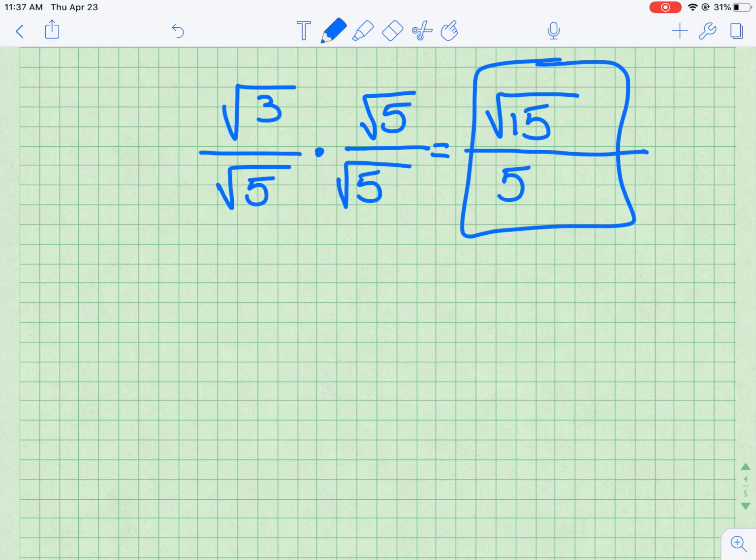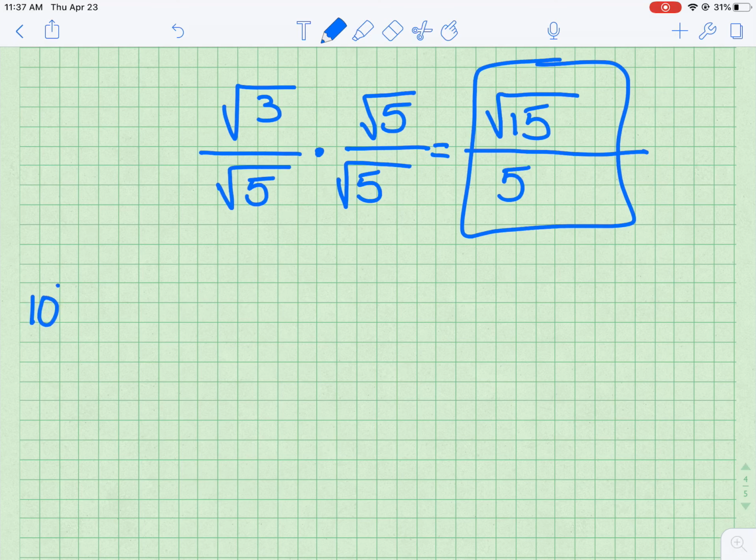Again, don't get sucked into the idea that you need to go a step further and say, oh, well, square root of 15 can be simplified by 5. Nope, that's not really a 15. It's a square root of 15, which cannot be simplified with a 5. Okay, so that's your answer, and just leave it that way. All right, let's go to number 10.